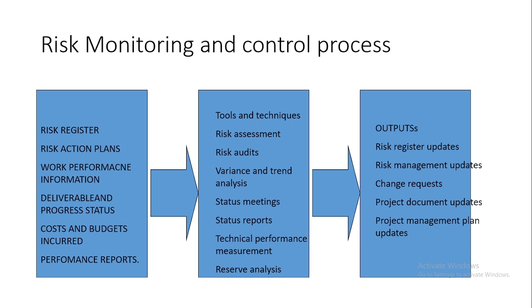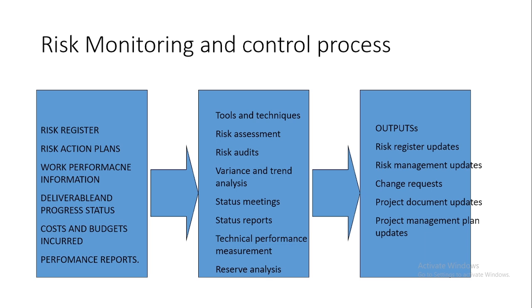Progress status, that is progress status reports. These also come with the risks and mitigation measures. You can look at them, then the costs and budgets incurred, and the performance report. Tools and techniques you can use in your risk monitoring or control: you can use risk assessments, risk audits, variance and trend analysis. You analyze the trend of this risk and how it has been managed over time. It can inform your strategies.